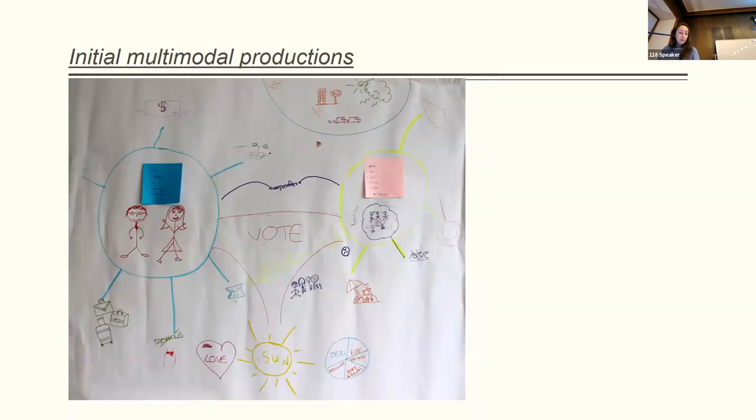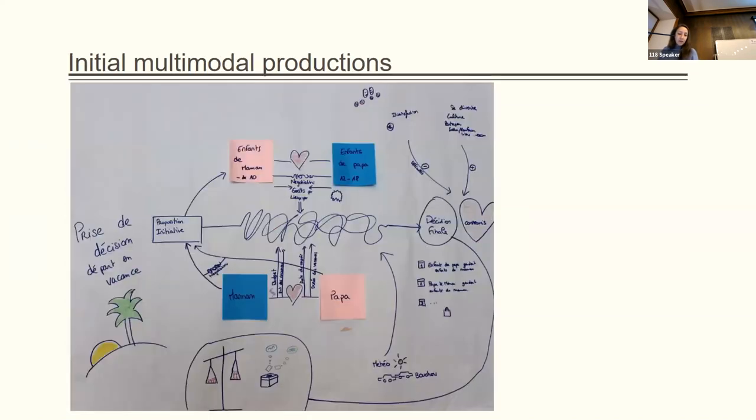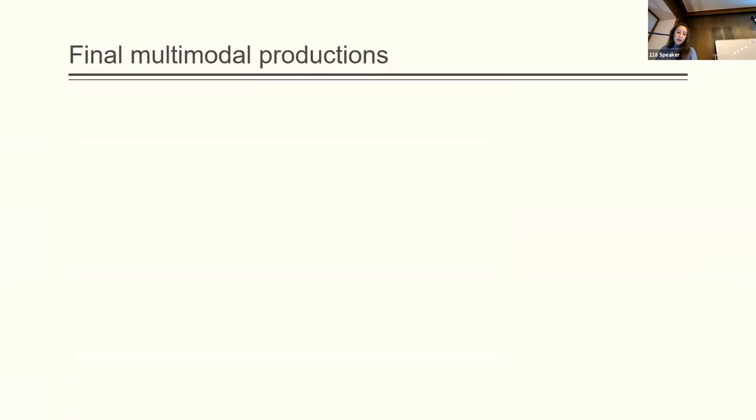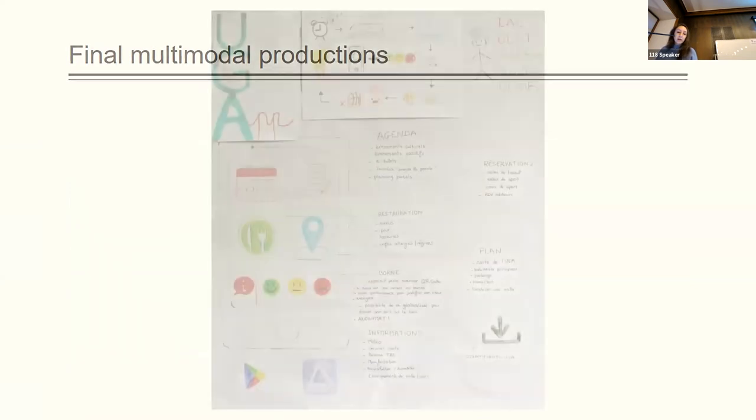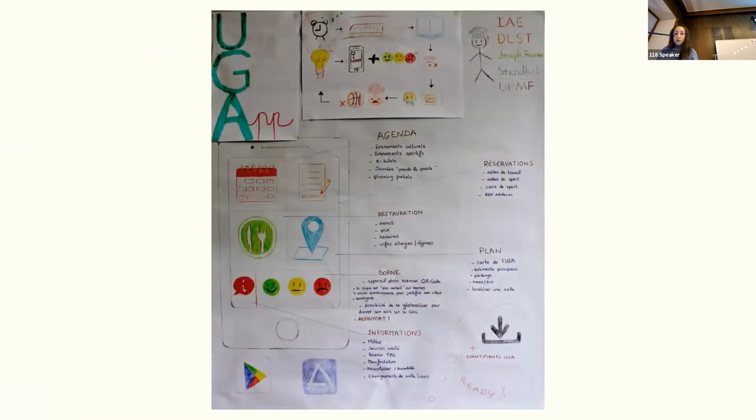This is the second group. The writing is in French, but I think it's still clear. And finally, this one, you have the parents and you have the negotiation and you have the different activities that they can do on holiday. Once they were exposed to different stimuli, they came up with new solutions. And this was another research question. This one was how to help students engage more on campus or organization.